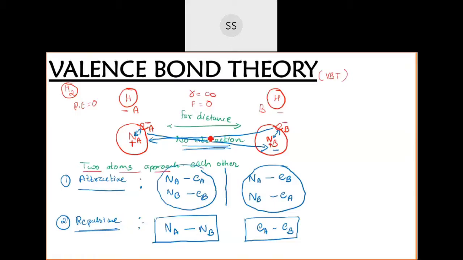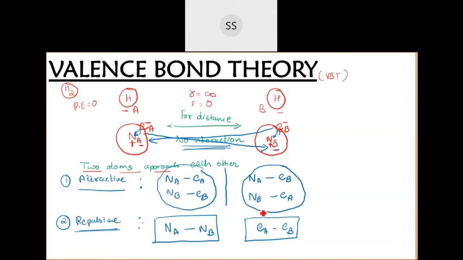Attractive force already exists inside each atom, between the nucleus and the electrons. But when they approach each other, nucleus A can get attracted to the electron of B, and the nucleus of B can get attracted to the electron of A. So there is one more attractive force which comes into the picture. And as they come closer, along with the attraction there is one more force being observed, that is repulsive force. Repulsive force will be between the two like charges, that is nucleus with nucleus and electron with electron.